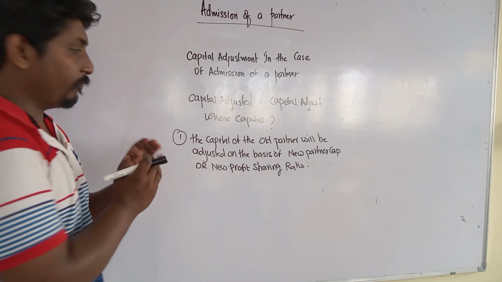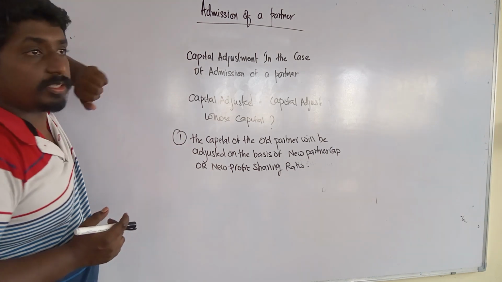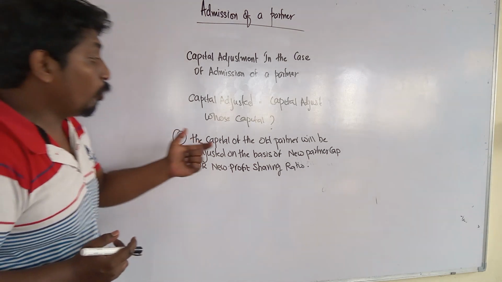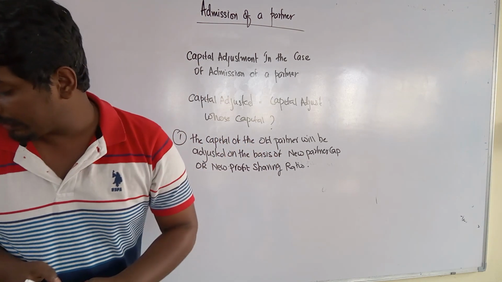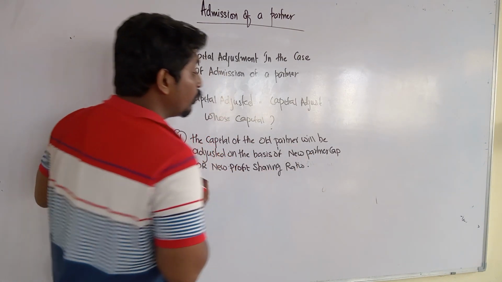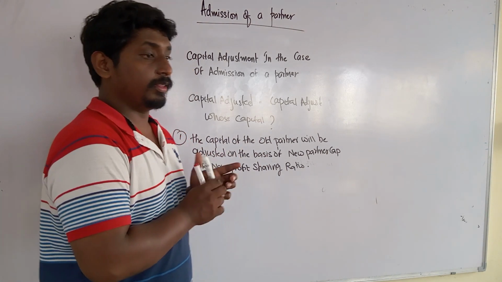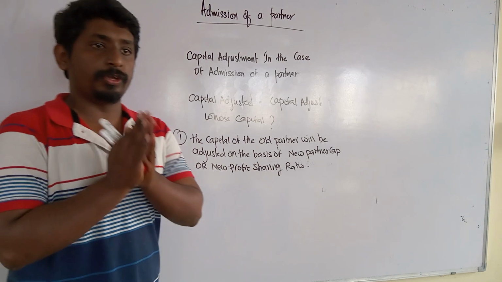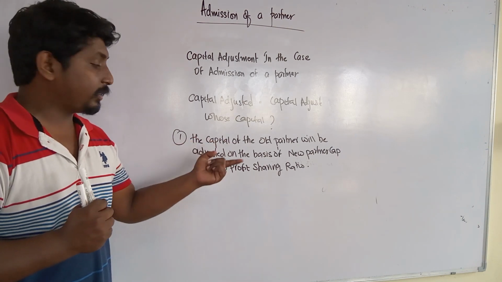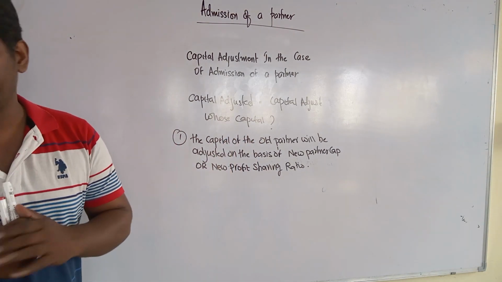It's just a very brief explanation. So two ways in the case of admission, two ways in which capital adjustment will come in your problem. First would be old partner's capital. It's very important. Old partner's capital will be adjusted on the basis of new partner's capital, or the capital of the old partners will be made in proportion to the new profit sharing ratio. This is the first method of capital adjustment.